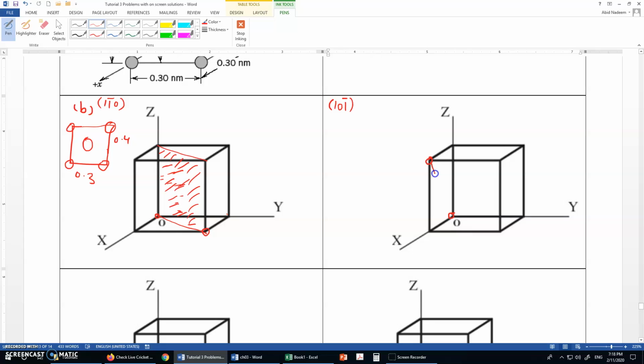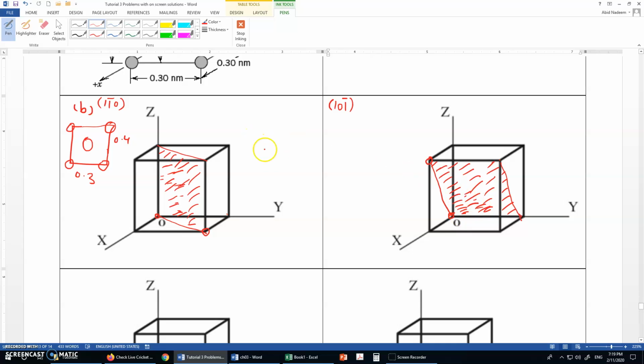So we will join this point over here, and a line parallel to the y-axis will intersect here, a line parallel to the y-axis will intersect here, so we will join these 2 points over here as well. Okay, so this will be the plane.